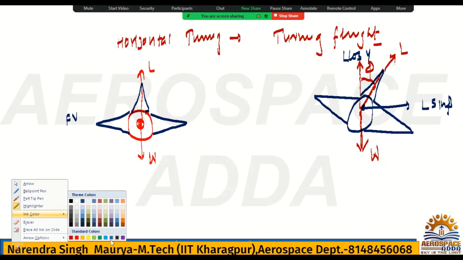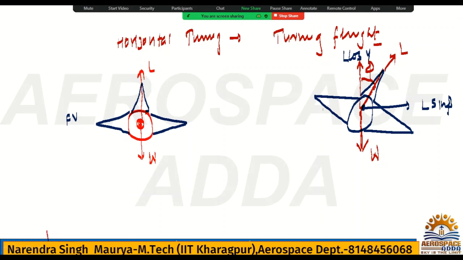At the same time, one more force will come. It should be very clear. One more force will come, and that force will be horizontal, because the vertical force will be balanced, so the horizontal force should also be balanced. This force will be called mv square by r. Yes or no? This force will be mv square by r. All right.